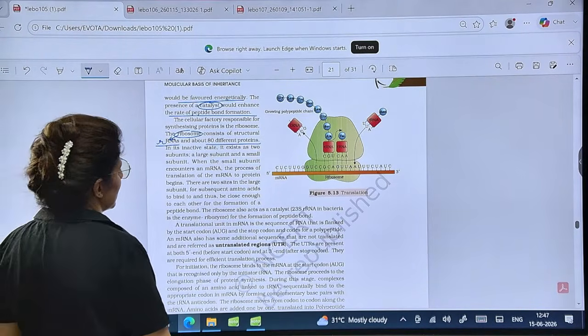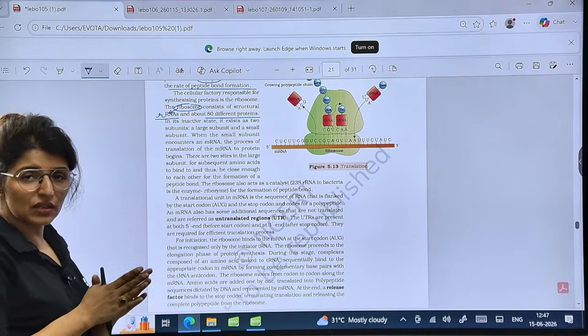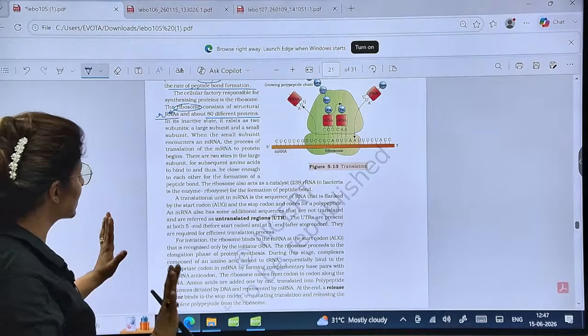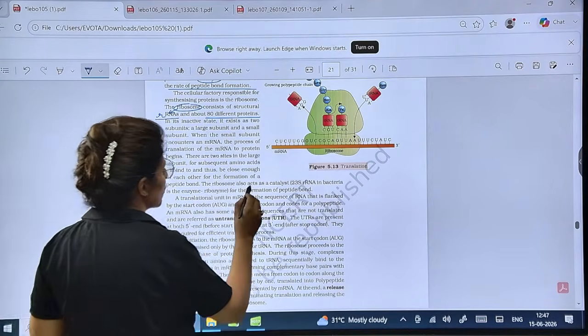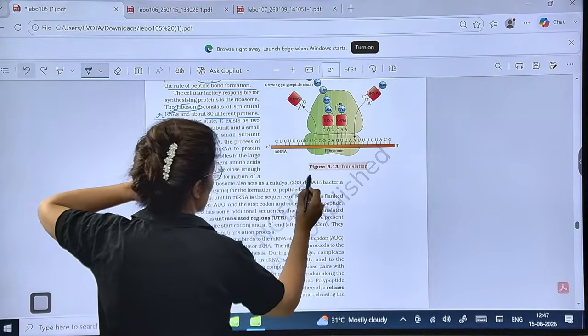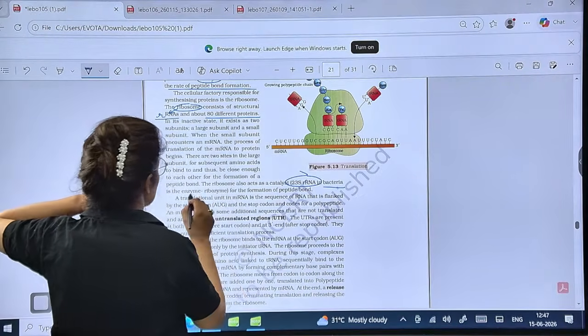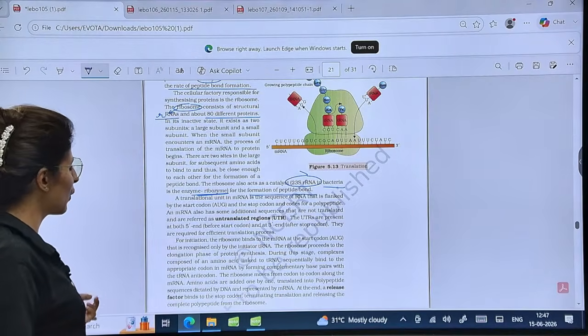Is that clear? Now, when they have to get involved in translation, they have to bind to each other, because otherwise they are present separately. Is that clear? Now, the ribosome also acts as a catalyst. I told you, 23S rRNA in bacteria is the enzyme ribozyme which helps in the formation of peptide bond.